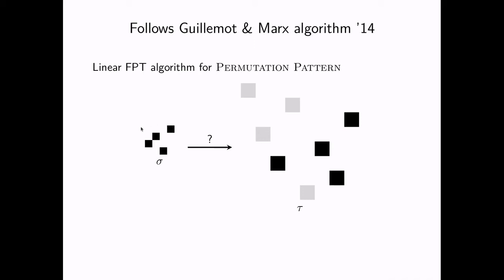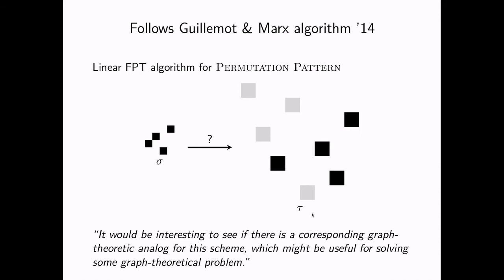So we want something function of sigma times polynomial in tau, and Guillemot and Marx showed that not only it was, but there is an algorithm which is linear in tau for that. So I won't enter into the details of how closely we're following Guillemot and Marx. Maybe I should briefly tell you how it goes still.